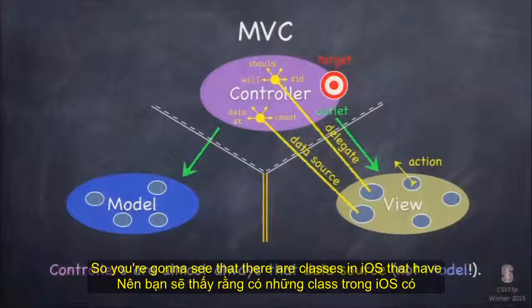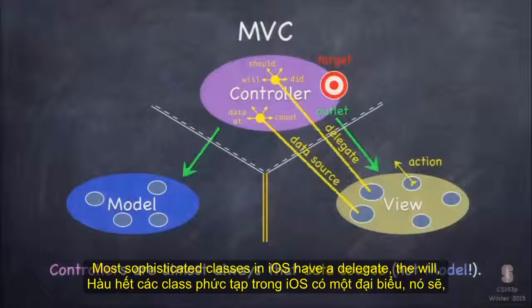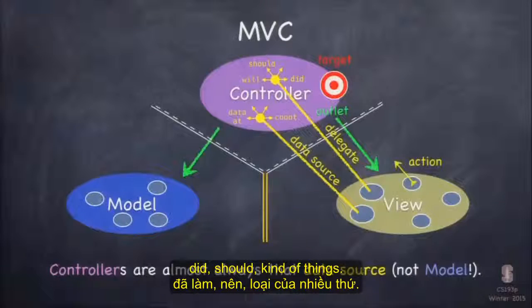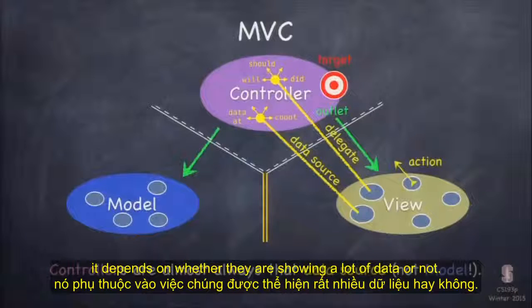So you're going to see that there are classes in iOS that have a data source, and they usually also have a delegate. Most sophisticated classes in iOS have a delegate, the will, did, should kind of things. Some of them have a data source. It depends on whether they're showing a lot of data or not.